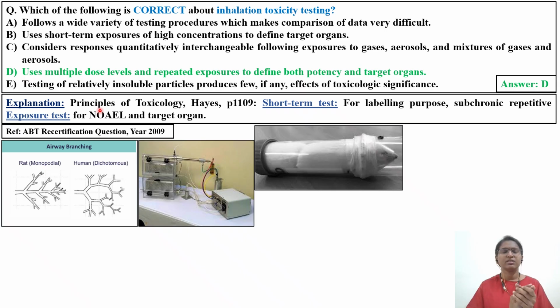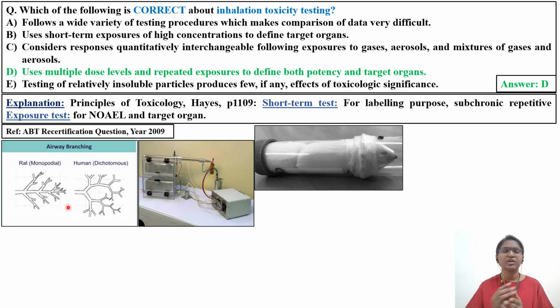previous ABT toxicologists. I would request you to go back and check Principles of Toxicology by Hayes. In addition to the Klaassen textbook, you can also read Hayes Principles of Toxicology, though I am not aware which version. A short-term test can be used for labeling purposes, and there are subchronic repetitive exposure tests. The main objective of these repeat dose toxicology inhalation studies is to identify the NOEL and to identify target organ toxicity. See, this is one thing you have to see. This is the typical respiratory tract. In the case of the rat, the branching is monopodial, whereas in the case of human, the branching is dichotomous.